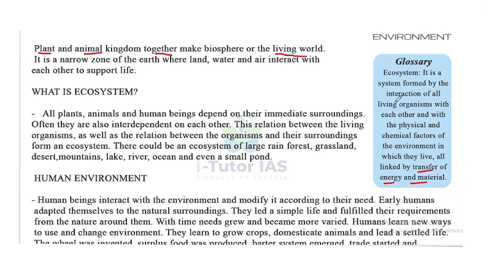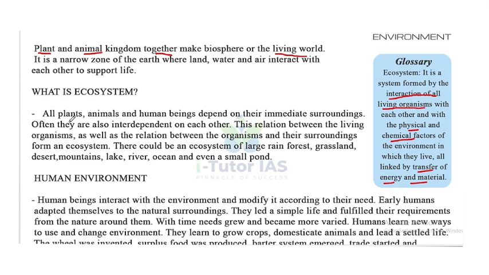It's a system formed by the interaction of all living organisms with each other and with the physical and chemical factors of the environment in which they live, and they are all linked by transfer of energy and material.